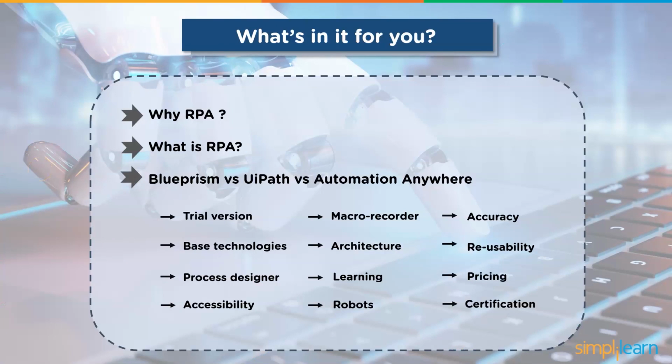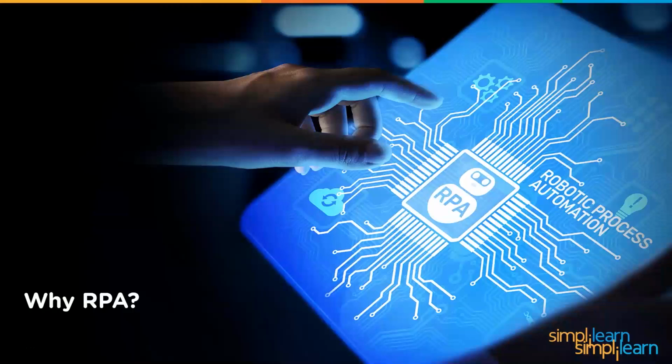First, we learn why exactly RPA came into picture and then what exactly RPA is. Lastly, we'll compare the tools based on trial version, base technologies, process designer, accessibility, macro recorders, architecture, learning, robots, accuracy, reusability, pricing, and then certification. So without further ado, let's begin and understand why was RPA introduced.